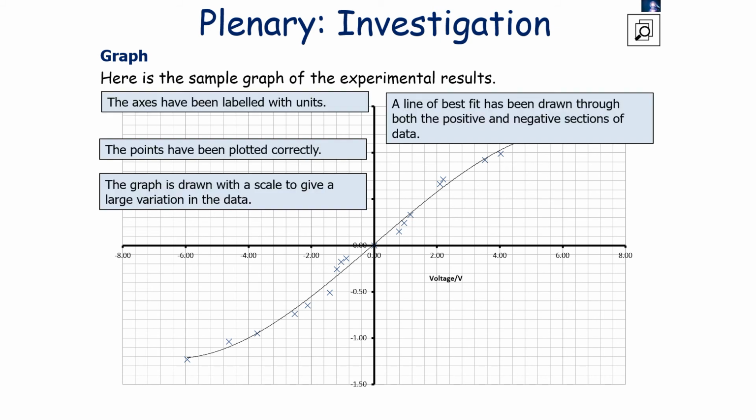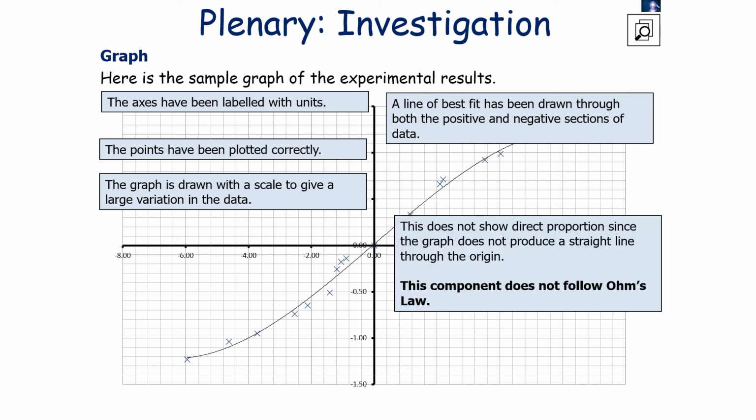Now we'll notice that the axes have been labelled with units and the points have been correctly plotted, and the graph is drawn with a scale to give a large variation in the data. Now a line of best fit has been drawn through both the positive and negative sections of the data. Now what conclusion can we make from this? That this does not show direct proportion, since the graph does not produce a straight line through the origin. So this tells us that this component, a filament lamp, does not follow Ohm's law.